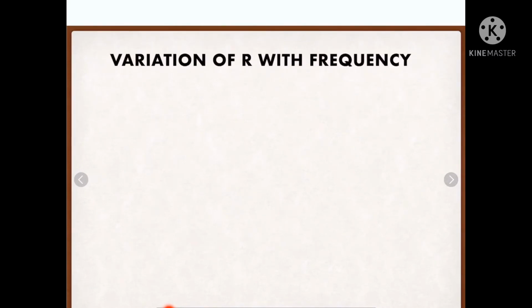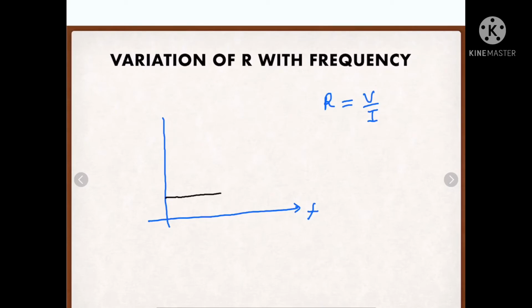Okay, after that, variation of R with frequency. Resistance is V upon I. We can see that resistance is totally independent of frequency. So if frequency varies, your resistance is going to be constant. So for resistance we will get a normal horizontal line. It will look like this.